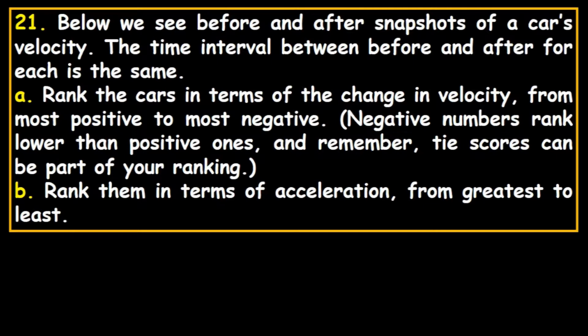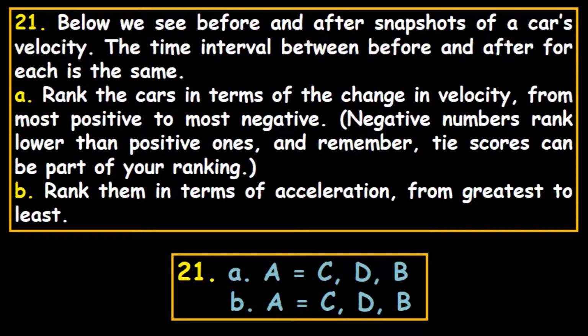Below we see before and after snapshots of the car's velocity. The time interval between before and after for each is the same. Rank the cars in terms of the change in velocity from most positive to the most negative, and rank them in terms of acceleration from greatest to least. You're going to want to go back and look at this. Make sure you can do this.